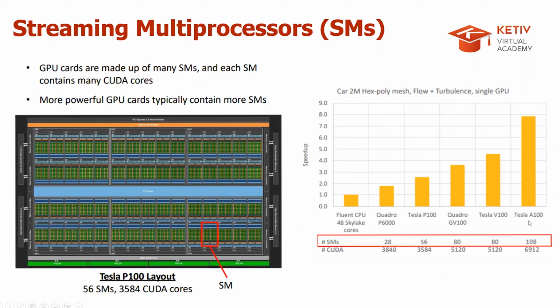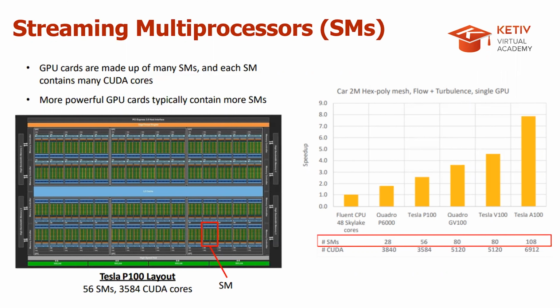So the Tesla A100 that we've talked about in a lot of examples has around 108 streaming multiprocessors, and in total, 6,912 CUDA cores, making it one of the most powerful GPU cards that can be used for high-intensity, computationally demanding CFD simulations.